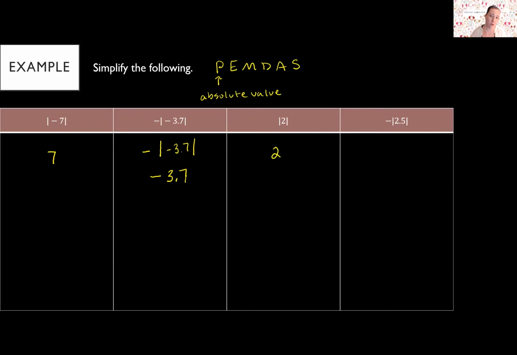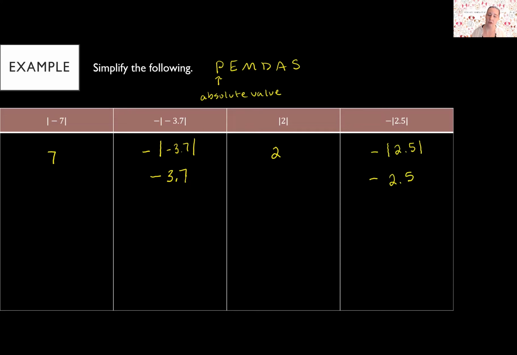And then the last one, we have a negative outside the absolute value of 2.5. There's not a negative on the inside, and this is the same thing. You need to do it in the order: absolute value first, then deal with that negative on the outside. So the absolute value of 2.5 would just give us 2.5. But because we have that negative in the front, our final answer ends up as negative.